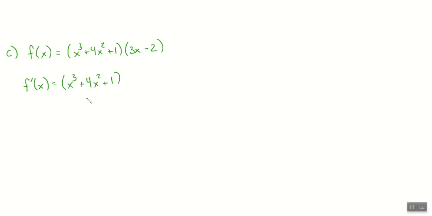Okay, here's the first. What do I multiply this by? 3. Why 3? It's the derivative of 3x minus 2. Plus the second, I always do it in this order, times the derivative of the first. What is the derivative of the first? 3x squared plus 8x. Cool. Some people in here will switch these around. Is that okay? Yes. I will never switch them around because I am a creature of habit.